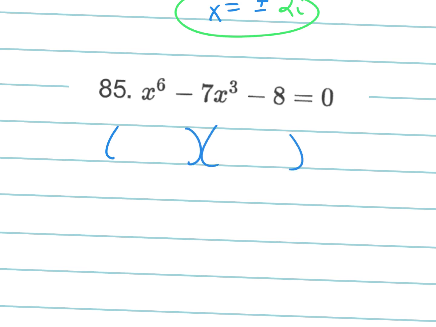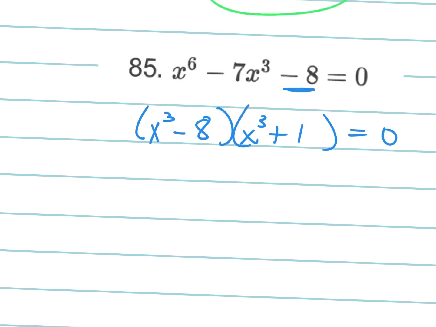What times what gives me x to the 6? Well, that would be x cubed and x cubed. What are the factors of negative 8 that multiply to give me negative 8 but add to give me negative 7? That would be minus 8 and plus 1, both equal to 0. Now, once I factor this, I notice that I have the difference of cubes in my first parenthesis and the sum of cubes in my second parenthesis.